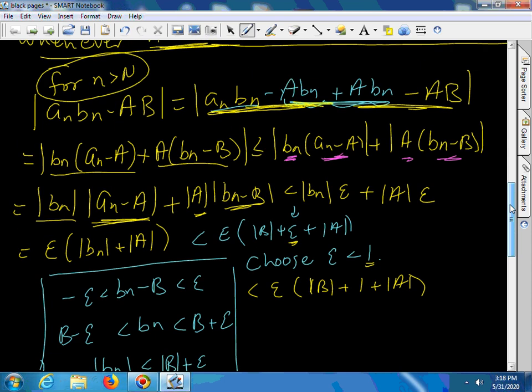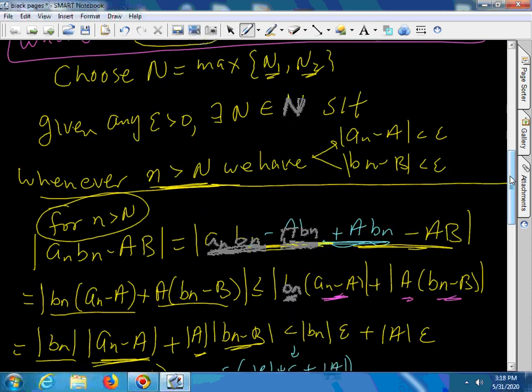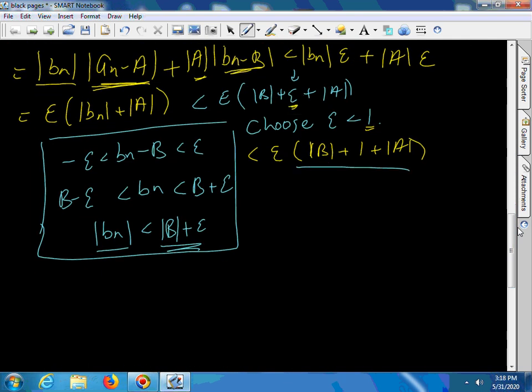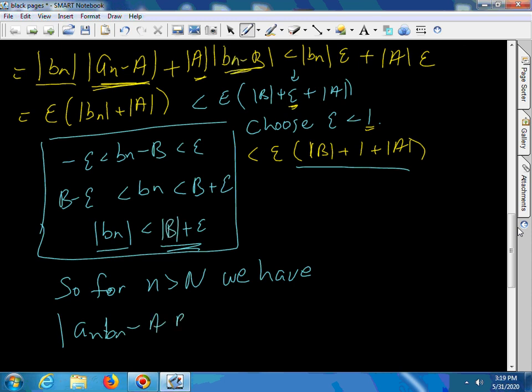Now, let us look at what we have. We have that this, whenever n is bigger than N, is less than this. So I'm going to write this down here. For n bigger than N, we have the absolute value of a sub n times b sub n minus ab is less than epsilon times, I just changed the order.